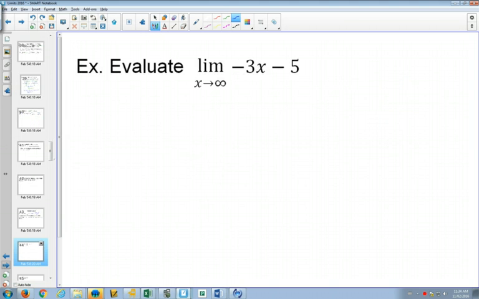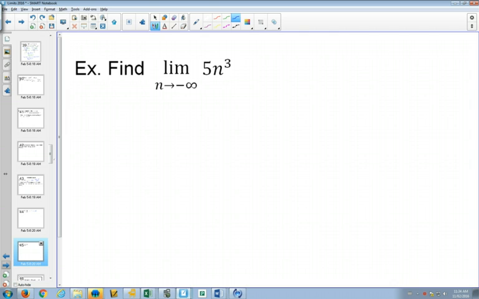So what happens here? If x gets to a really, really big number, this one is going to get to a really big negative number. And it doesn't have to be x's that we're dealing with. We can have different letters. What happens is n gets to a really big negative number. Can you see that this one is going to be negative infinity? And of course, your textbook for all of these would say does not exist.